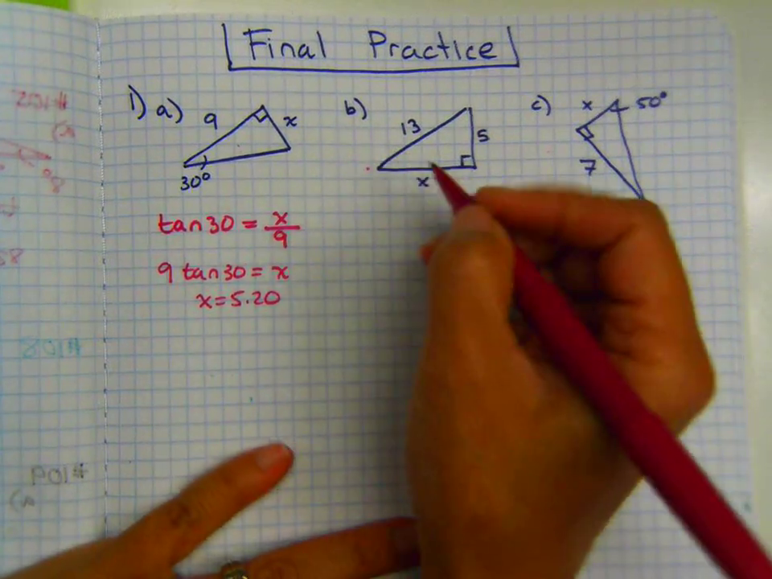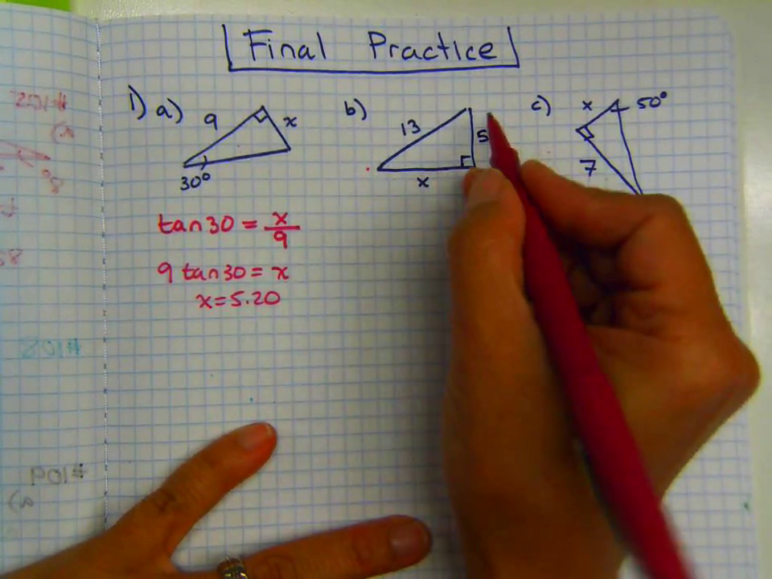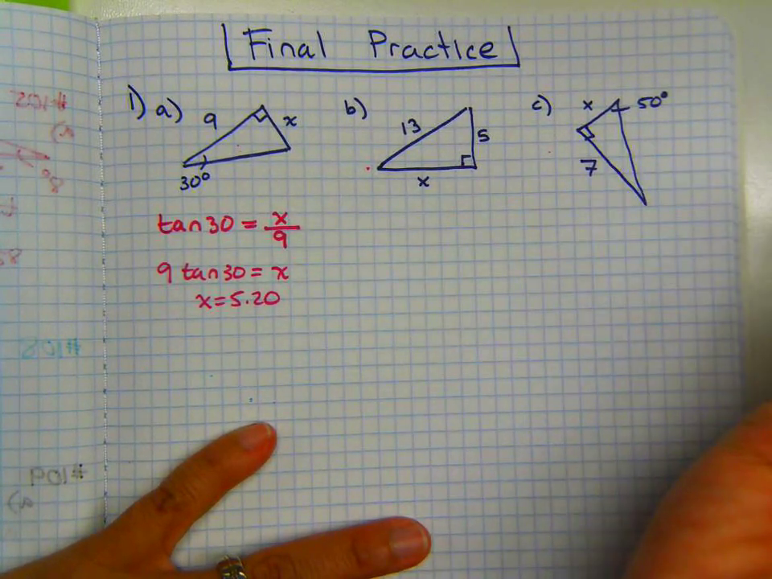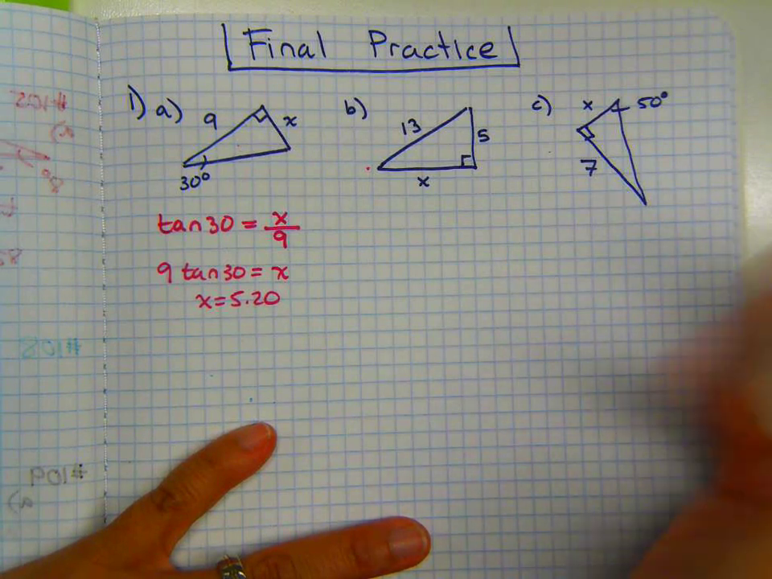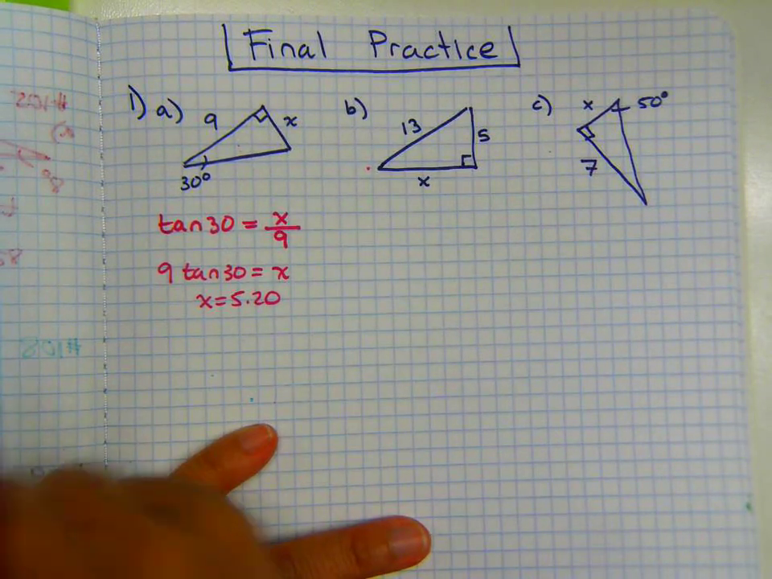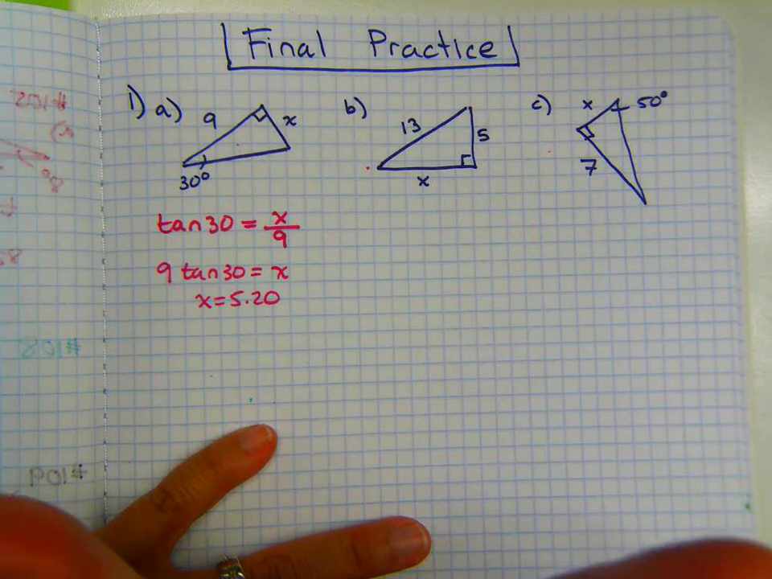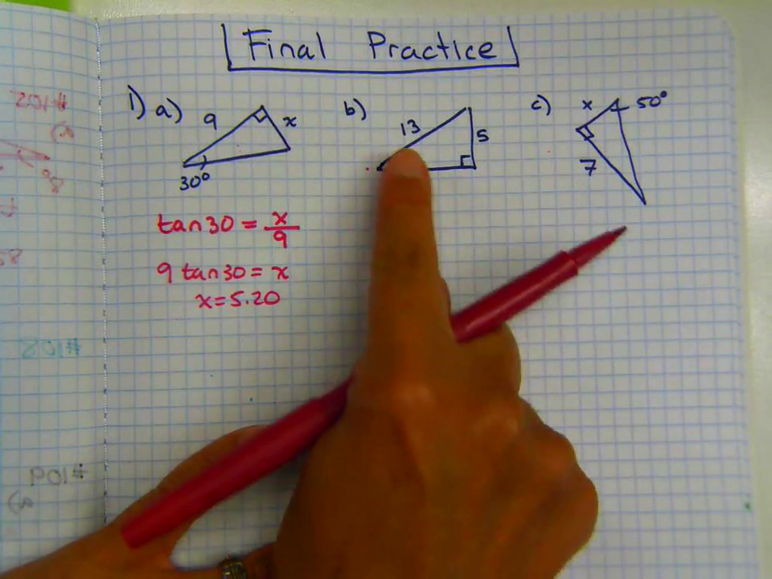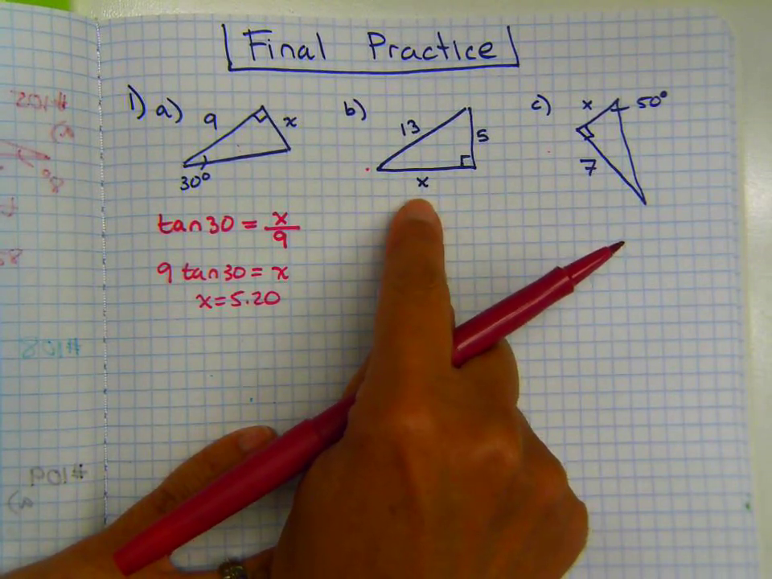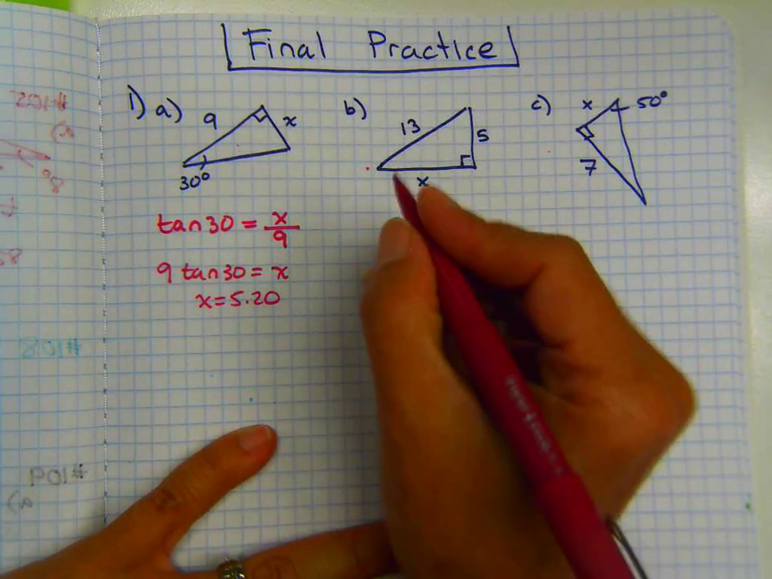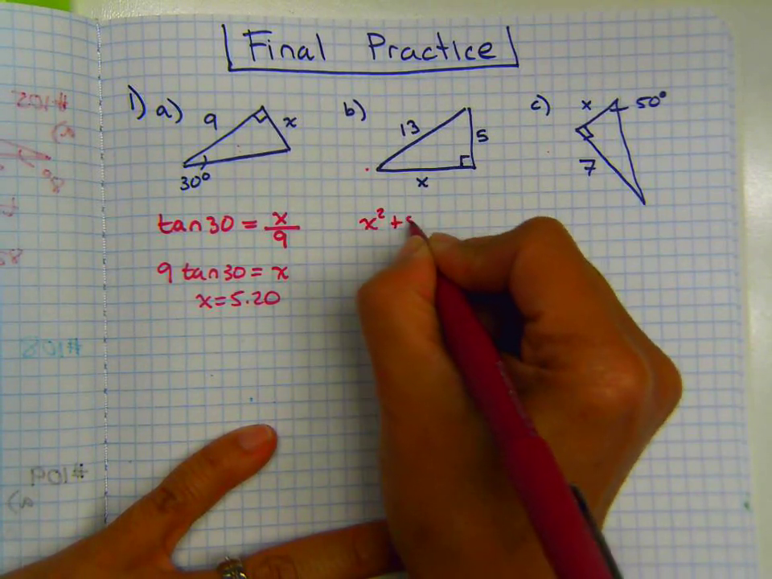All right, B. So I would think we've been doing a bunch of tangent problems, so that's the first thing I thought of. However, they never gave me an angle. So I'm going to take a step back and say, all right, it's not going to be tangent, but they do give me 2 of the sides. And they want to find the third side on a right triangle. This is actually a Pythagorean theorem problem.